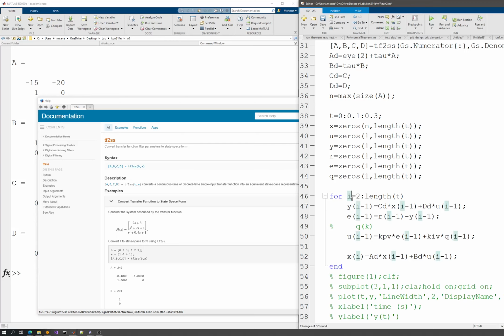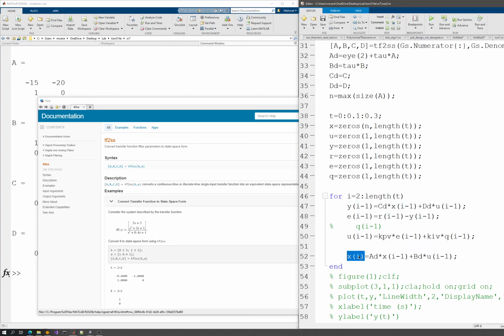So if i is equal to 2, you can see that y1 is equal to cd times x1 plus dd times u1. And then e1 is equal to r1 minus y1. And then q1 is somehow calculated here. Let me paste that there too. And this is somehow calculated. And then I will use qi minus 1 times kiv plus ei minus 1 times kpv to construct ui minus 1. And this ui minus 1 will be then multiplied with bd plus xi minus 1 times ad, then generates my xi, which is basically x2 here. Everything here is 1 as an index, and this should be x2.